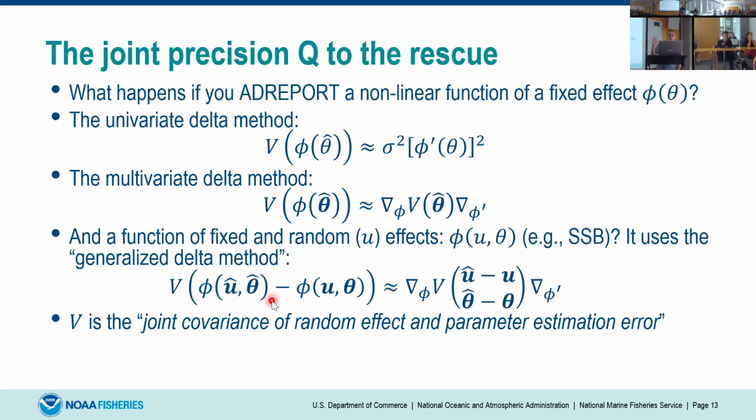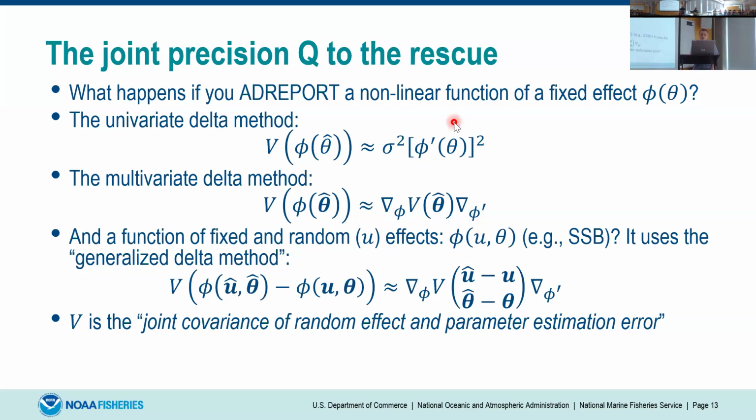Okay, so we do have a solution. Casper has a solution. The stats field has a solution that Casper has coded for us in TMB, called the joint precision matrix Q. For those of you who have used TMB, what happens if you ADREPORT a non-linear function, any kind of function of some fixed effect in your model? You get a standard error in SDreport, right? It uses the delta method.